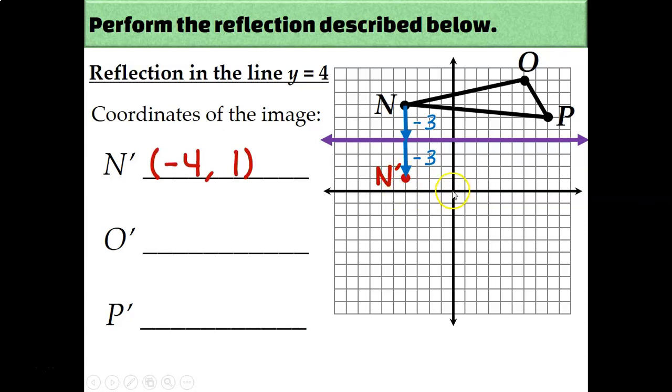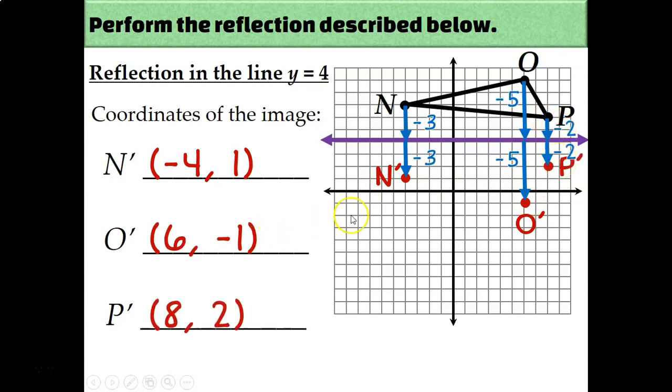So let's figure out the coordinates of O prime. From O to the line of reflection, I go down 5, so I'll go down 5 more to get to O prime. O prime is the point 6, -1. And P, we go down 2, so I'll go down 2 more. Here's P prime, the point 8, 2. So this is the image of triangle NOP after being reflected in the line y equals 4.